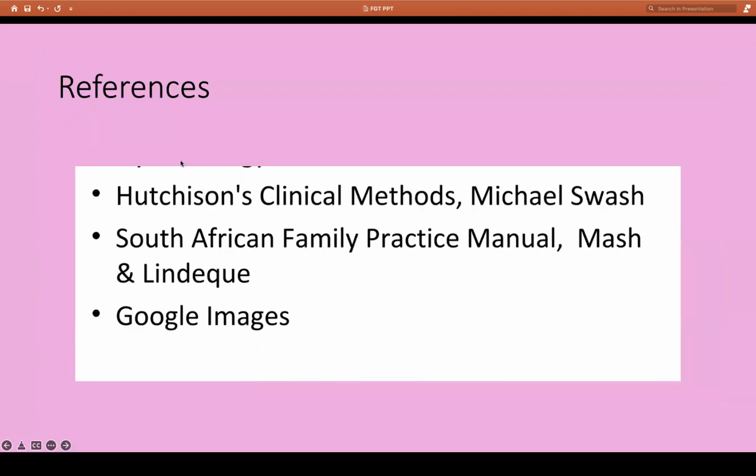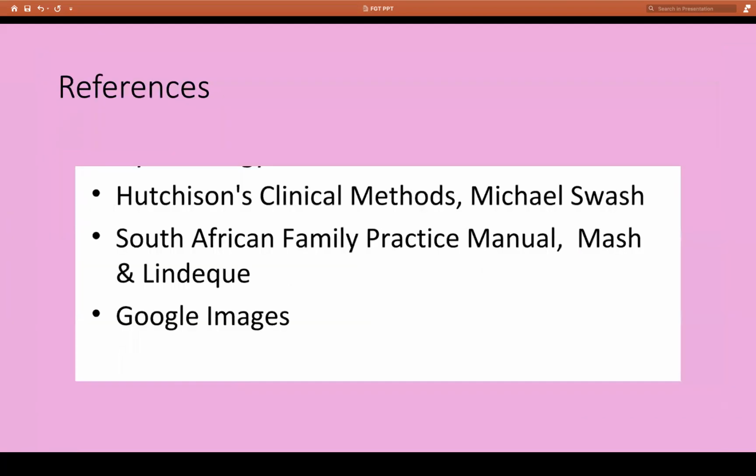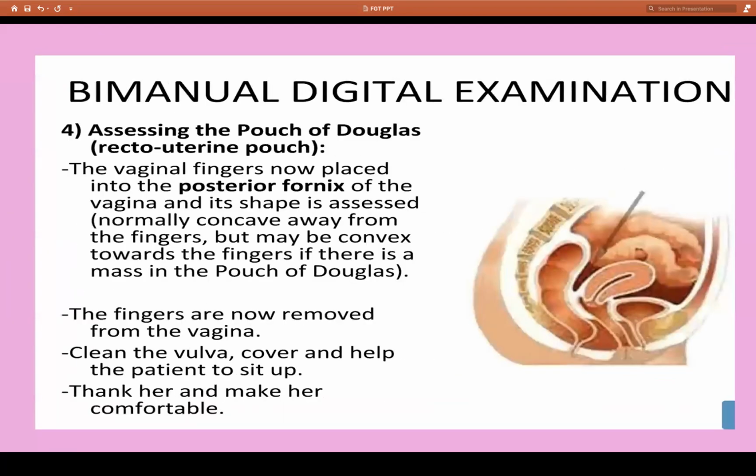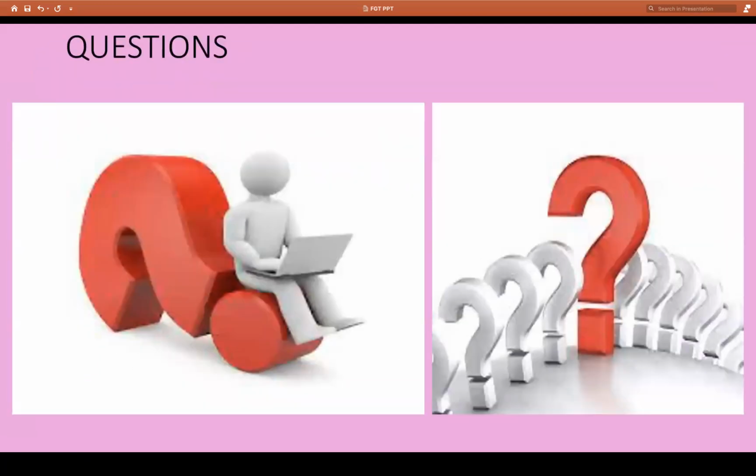I've gone through Hutchinson's Clinical Methods, the South African family practice manuals, and Google images for examination because we cannot express everything. I hope I have gone through all. If you have any question, I'm ready to answer. Otherwise, I'm just closing the recording.